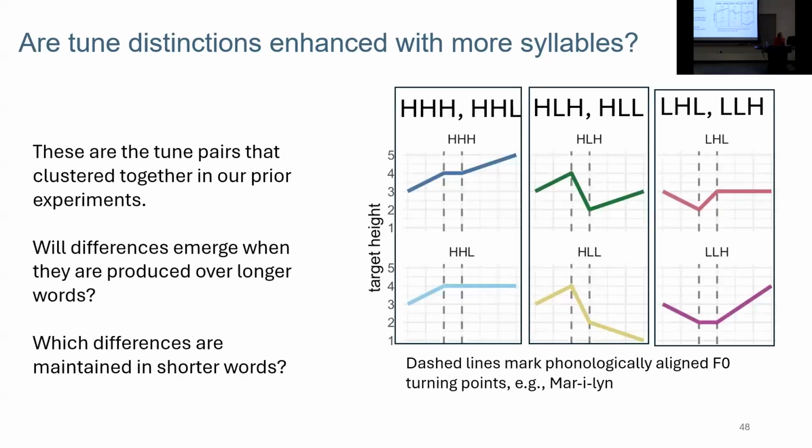So we asked whether tune distinctions would be enhanced with more syllables for these 3 pairs of tunes, because these were the tune pairs that clustered together in the clustering solution that said there were 5 different clusters. So will differences emerge when they're produced over longer words? Which differences are maintained in shorter words? And these again are schematics of the stimuli, although our participants didn't produce these the same, they produced those the same, and they produced those more or less the same.